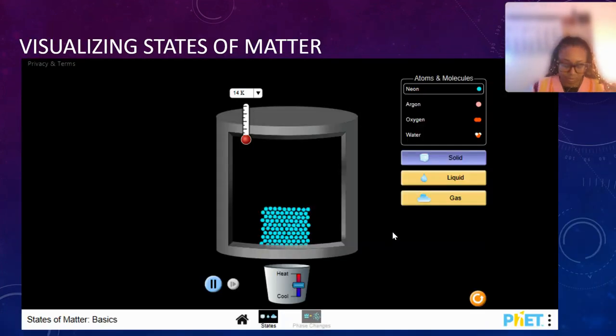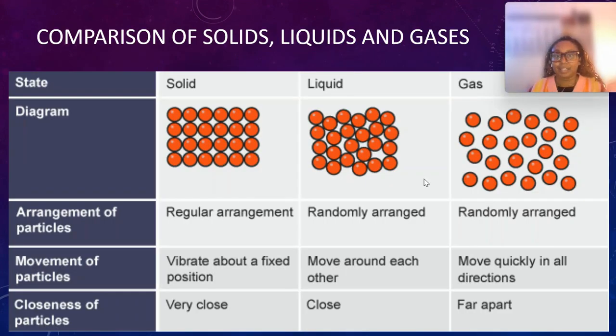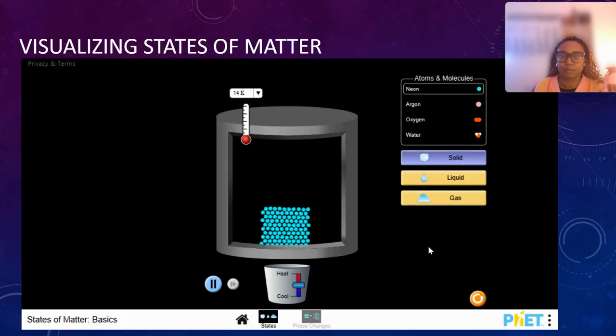In a liquid, the particles are randomly arranged and they actually move around each other, right? So they're not just sitting there vibrating, and they're close to each other, but not necessarily as tight as they would be in a solid. And then the gas is randomly arranged, moving quickly in all directions, and the particles are far from each other.